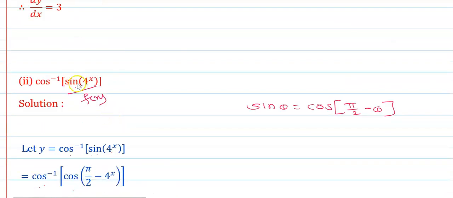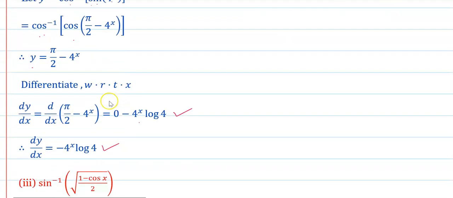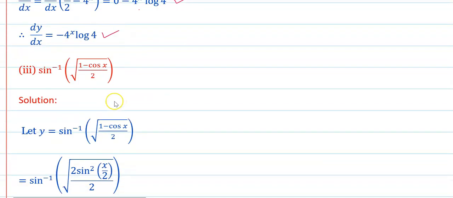Express this sine in terms of cos. Cos inverse of cos is theta, and then differentiate. Next, sine inverse of root of (1 minus cos x) upon 2. Again, 1 minus cos x means what?